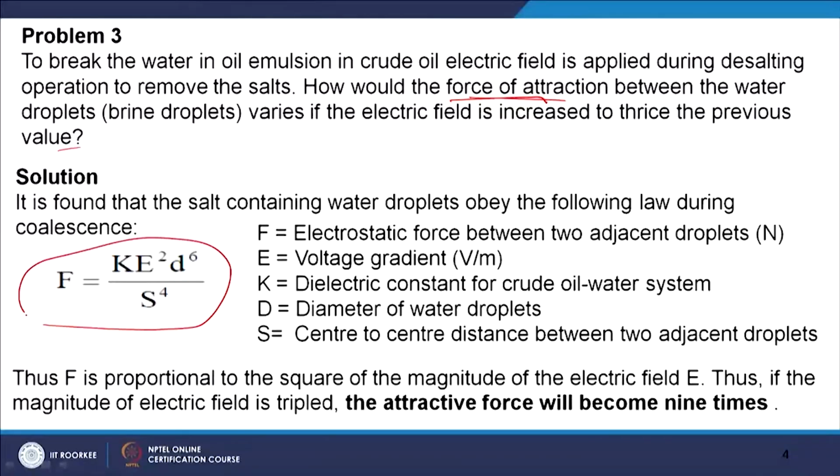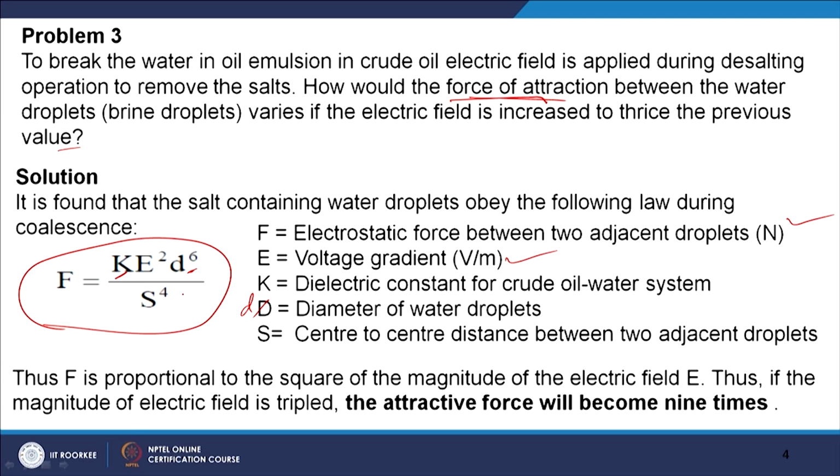We have already discussed in our previous classes that this force of attraction can be represented by this formula, where F is the electrostatic force between two adjacent droplets, E is the voltage gradient, K is the dielectric constant, and D is the diameter of the water droplets. S is the center to center distance between two adjacent droplets. This is known to us; we have already discussed it.